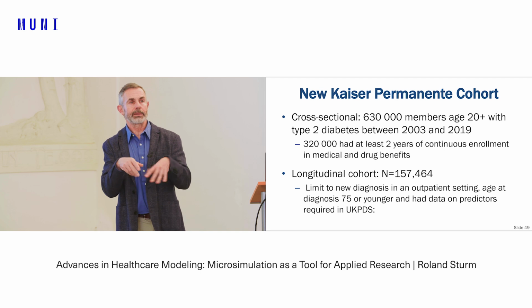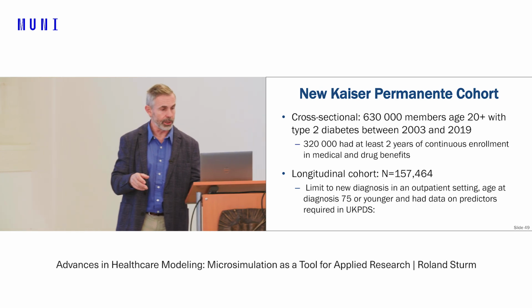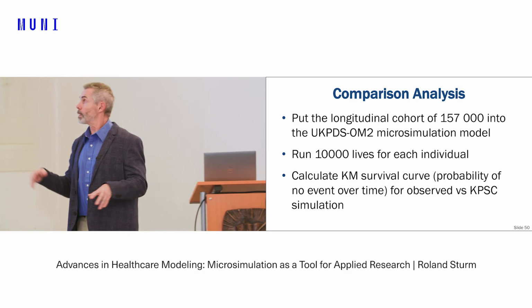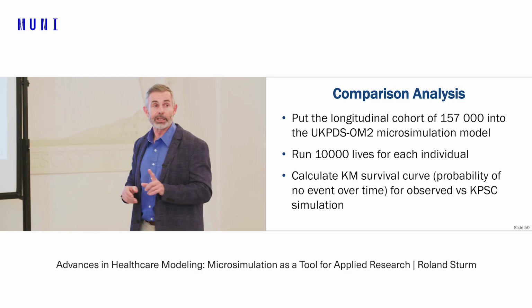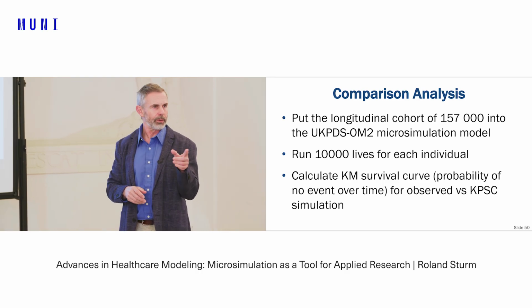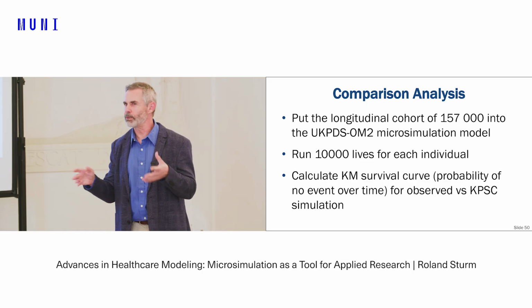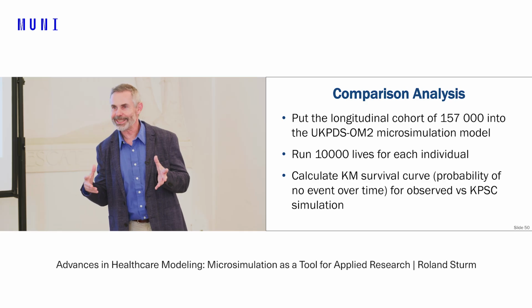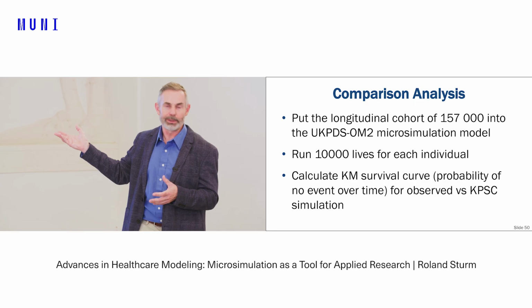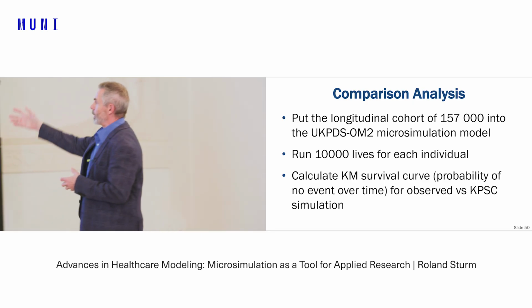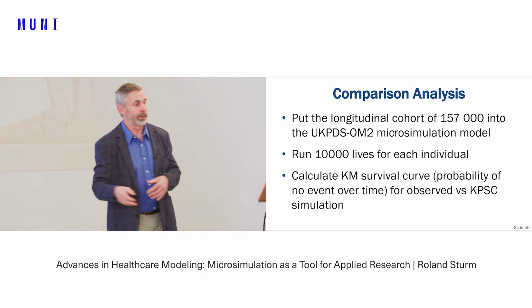And also, I used all the data that are necessary to run the UKPDS engine. So we grab this cohort, put it in the UKPDS, and run 10,000 lives for each individual. So some of you who think about, what do you call it, repetitions? You're running 10,000 repetitions, right? Something like this. So 1.5 billion lives I'm simulating here. And then I calculated the Kaplan-Meier survival curve, which is the probability that we don't have an event over time.